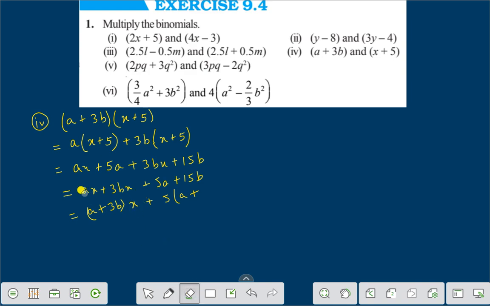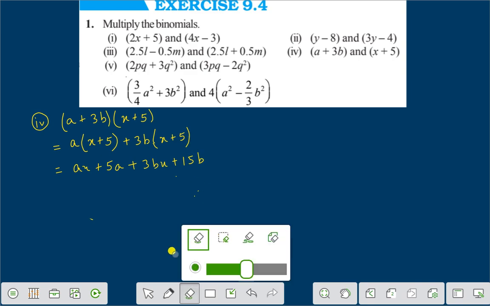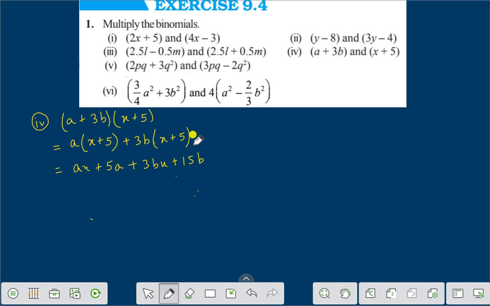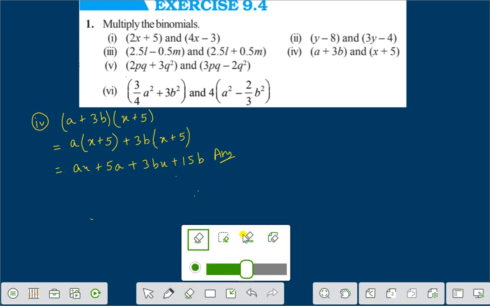No need to do this one, right? We are having this one. This is the answer. The answer is ax plus 5a plus 3bx plus 15b, and that is the answer of question number 4. Now solve question number 5.